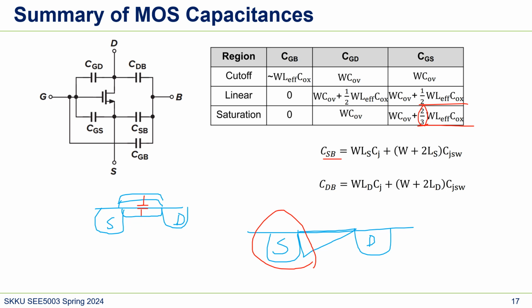And also there's CSB and CDB. We learned that there is a junction capacitance, which is the bottom part of the drain or source, so we multiply it by area, and then there is a sidewall capacitance, which is literally the side of the drain or source. And we also learned that this CSB or CDB can be different, depending on how we draw the layout.